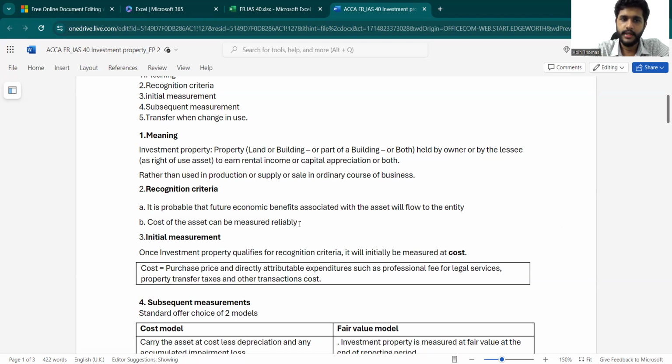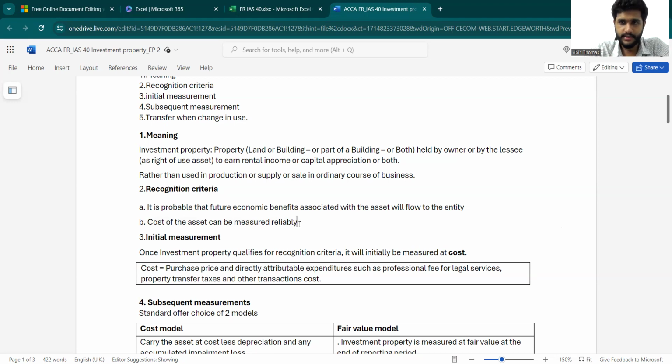So the standard says whenever we are able to measure the cost of that property very reliably, and it also generates future economic benefit, then we can recognize the asset as an investment property in our books of accounts.